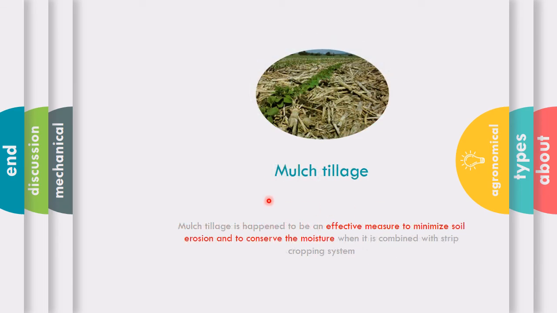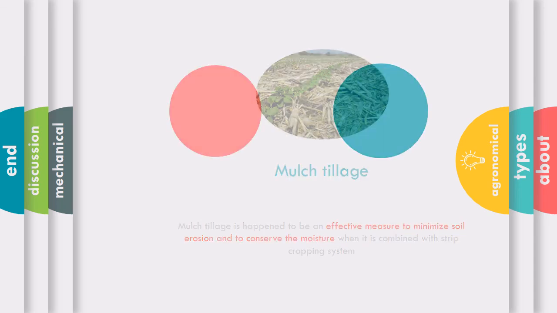One such tillage is mulch tillage. Mulch is the crop residue which is covering the soil. Mulch tillage is an effective measure to minimize soil erosion and to conserve moisture. It serves a dual purpose: it reduces soil erosion as well as conserving soil moisture.